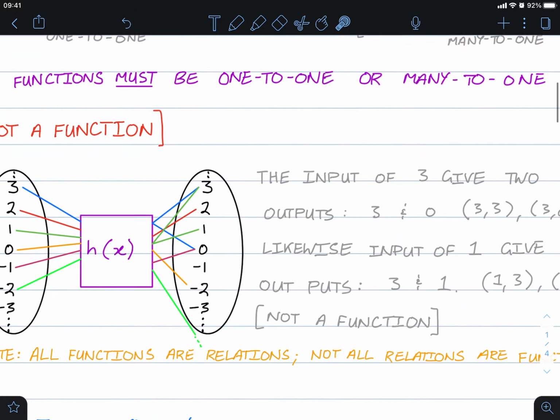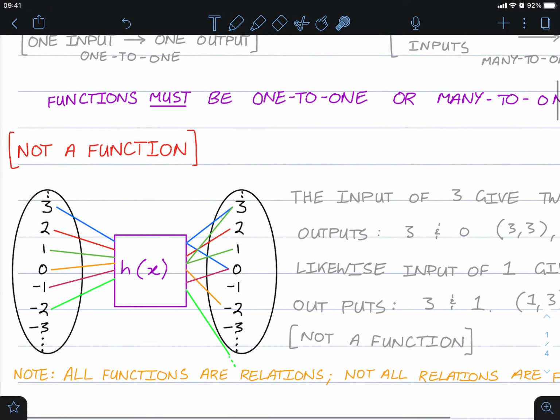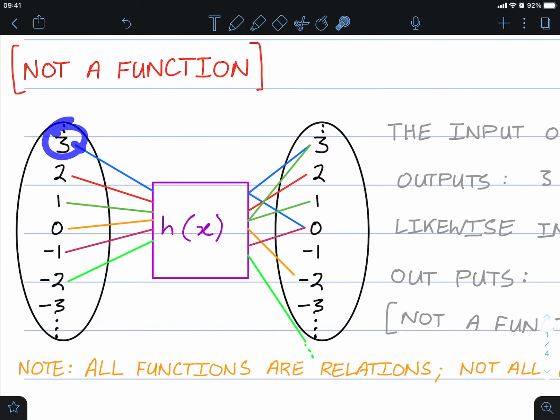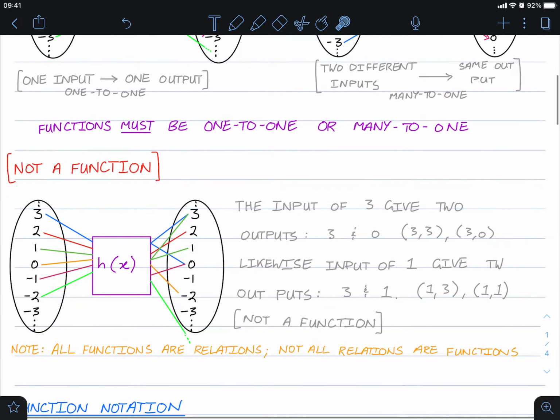Here's an example of not a function. Let's say we have one number set. 3 is associated to 3 and 0. Looking carefully at the lines, 1 is associated to 3 and 1. So the input of 3 gives two outputs, 3 and 0. In ordered pairs, we get (3, 3) and (3, 0). So the same input goes to two different outputs. That is no longer a function.